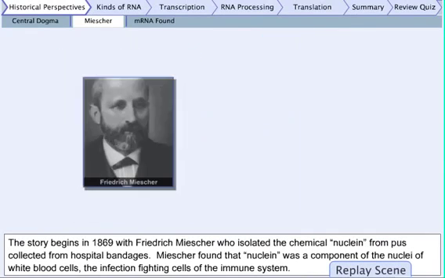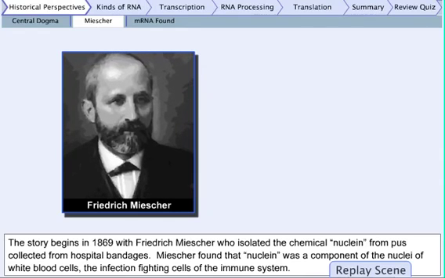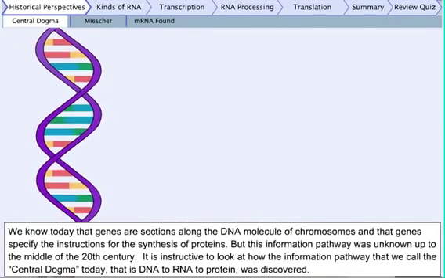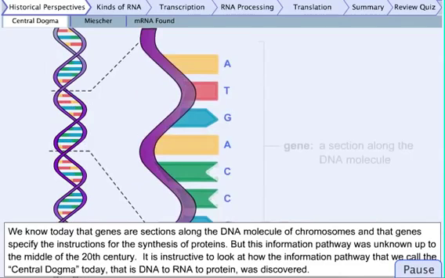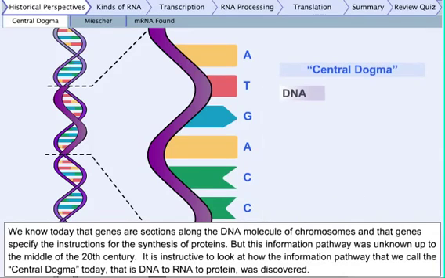The story begins in 1869 with Friedrich Mescher, who isolated the chemical nuclein from pus collected. We know today that genes are sections along the DNA molecule of chromosomes and that genes specify the instructions for the synthesis of proteins. But this information pathway was unknown up to the middle of the 20th century. It is instructive to look at how the information pathway that we call the central dogma today, that is, DNA to RNA to protein, was discovered.